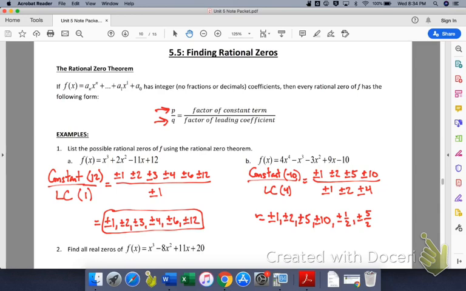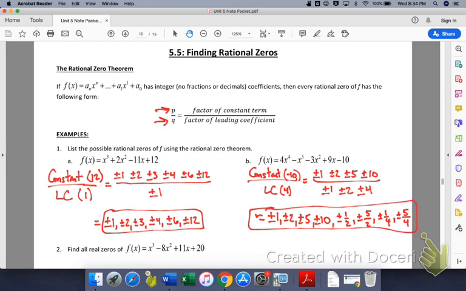Now I continue to take that same list of numerators divided by the positive and negative 4. So we go ahead, 1 over 4, that would be new. 2 over 4 is the same as 1/2. I already have that. 5 over 4 would be new. And then 10 over 4 is the same as 5 over 2. I already have that, so I am finished.